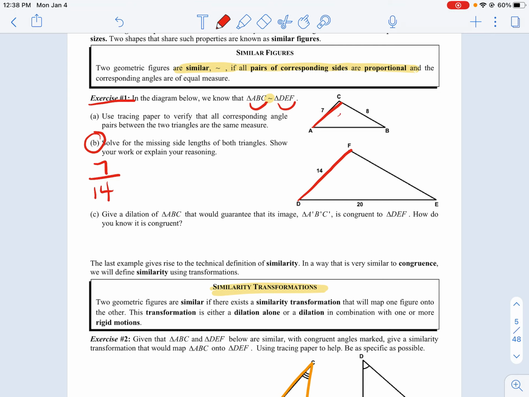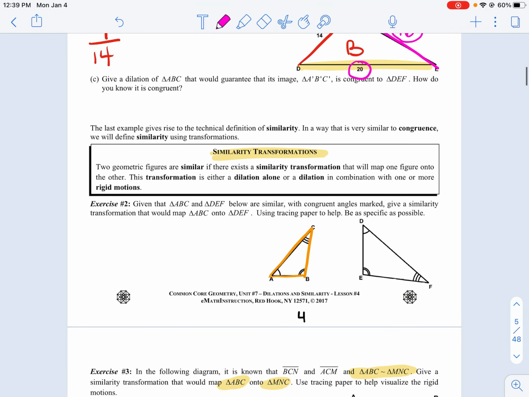So basically, this is the smaller triangle, this is the bigger one, in order to find the matching side. So let's look at B to C right here. Where's E to F? In order to get from 8 to find this side, we need to take it and multiply by 2. Okay, and then if we're working backwards, here's AB, here's DE. In order for these sides to be proportional, I need to take this 20 divided by 2 to get 10. Okay?